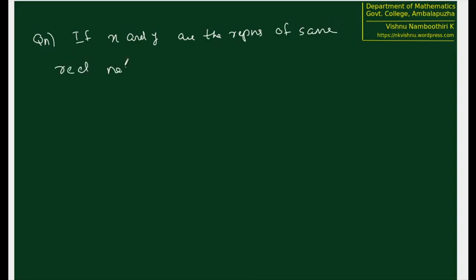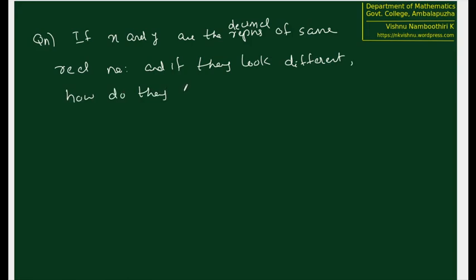The question we are going to discuss is the following. If x and y are the representations of the same real number, and if they look different, how do they actually look? If they look different, how do they look?